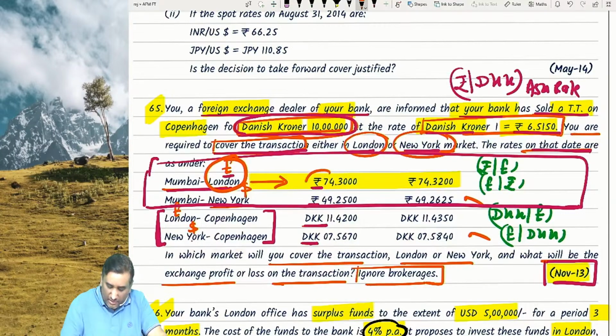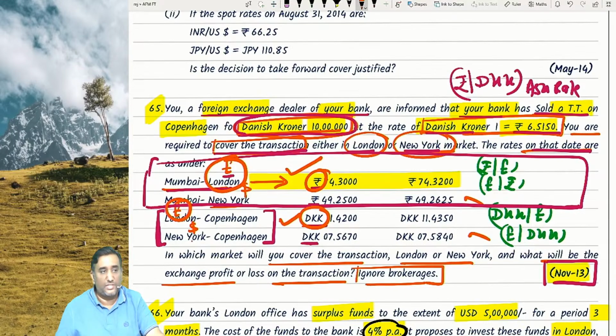London rupee and London DKK. Using this and this, you'll find one quotation, and using this and this, you'll find the second quotation. Find out, please.